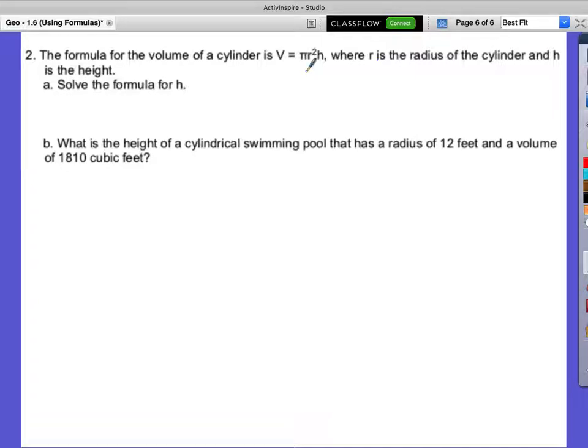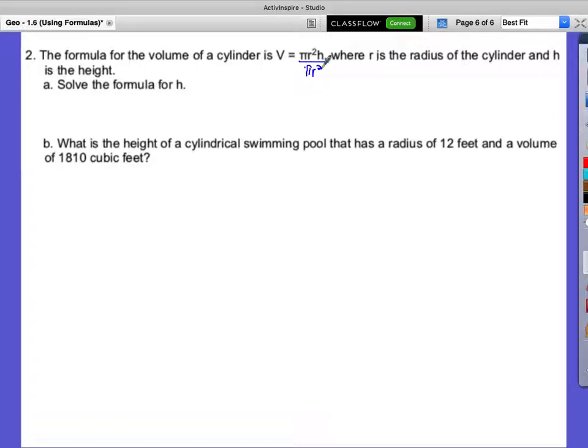Hey, so what's happening with h? We're solving for h. What's happening with h? It's being multiplied by what? Pi and r squared. It's being multiplied by pi and r squared. How do we get rid of multiplication? Divide. What do we have to divide by? Pi r squared. That's what's being multiplied by, right? So we divide by that.